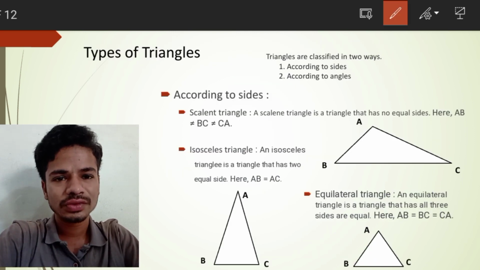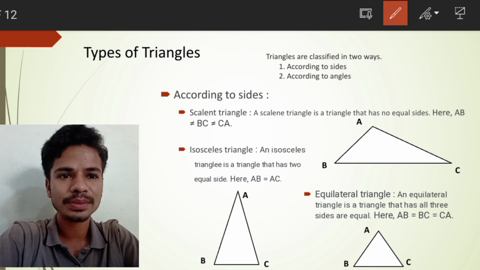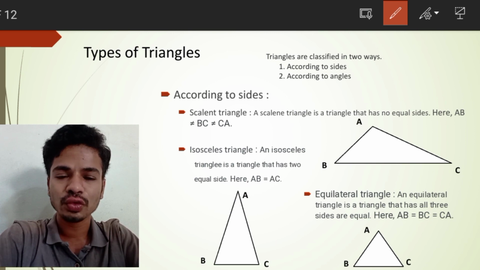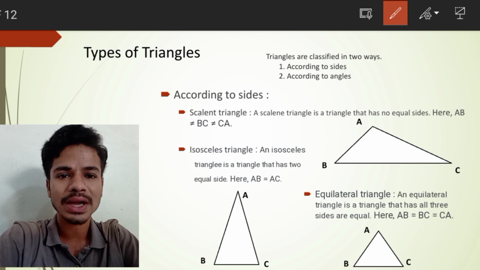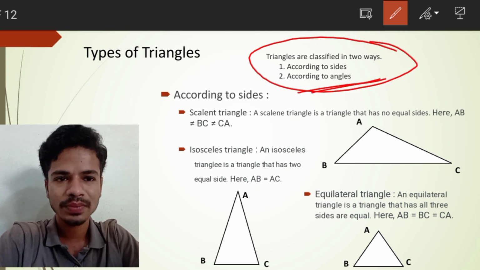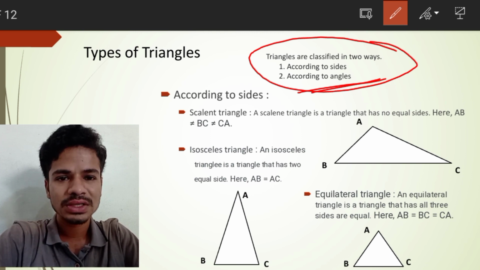So you know about that, now we are going to discuss the types of triangles. Triangles are classified in 2 ways: according to their sides and according to their angles. If we classify the triangle according to their sides, there are 3 types of triangles.